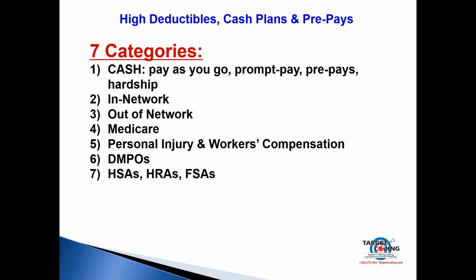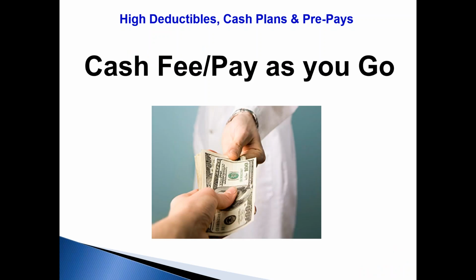So there are 7 categories I've put together. Again, I like to categorize things. Makes it easier to educate. So there are 7 categories, in my opinion, which will cover every single patient that walks into your office. Cash, which has a couple of subcategories: in-network, out-of-network, Medicare, PI, work comp, DMPOs, and health savings accounts. So cash, let's talk a little bit about cash.